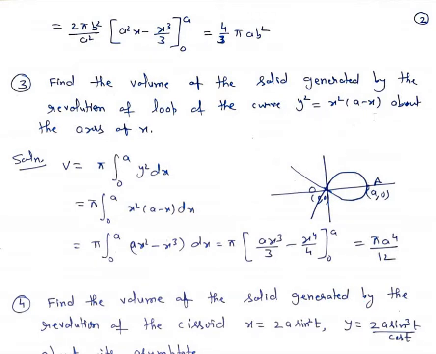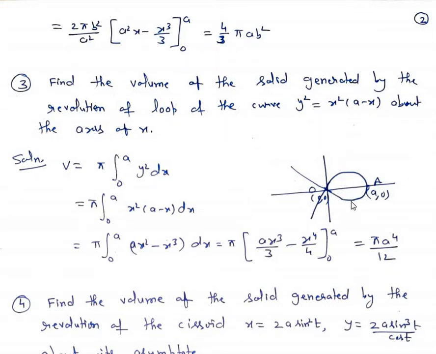The curve does not exist when x is greater than a, because in that case a - x becomes negative and y² becomes negative. So the curve does not exist beyond x = a. There is no asymptote because the coefficients of x² as well as of y² are constant. So if you trace the curve, the shape of the curve is like this. Now this loop is rotated about the x-axis.